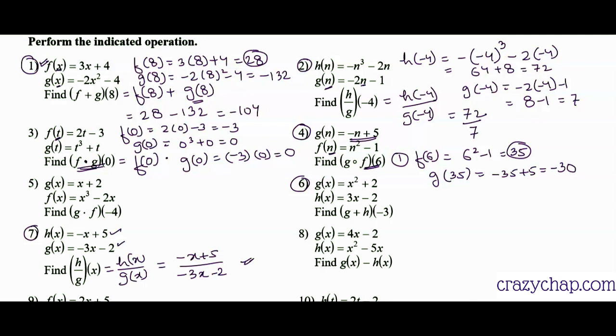Come to number 8. That's quite simple. We have to find g(x) minus h(x). You have the g(x) value and the h(x) value. We'll just write in here. g(x) is 4x minus 2. I will have to put in a bracket. Minus the h(x) value, which is x squared minus 5x. I need to put in a bracket because there is a minus here, so it will cause trouble. That is why we have to put a bracket.